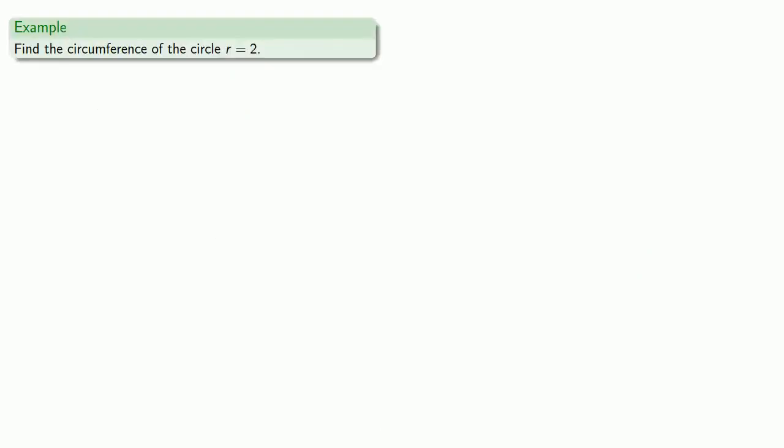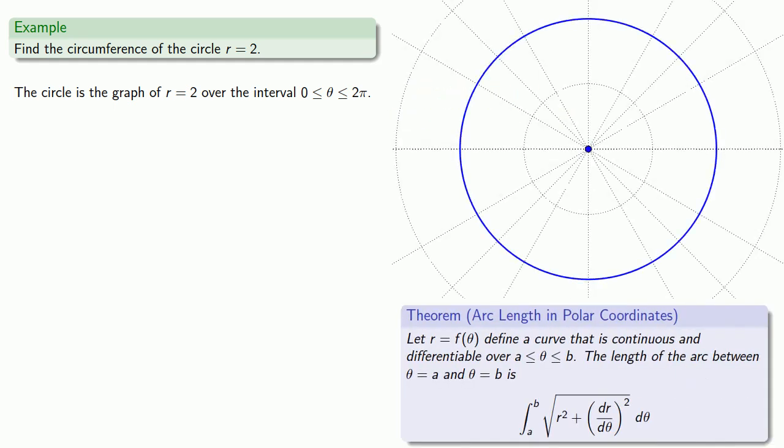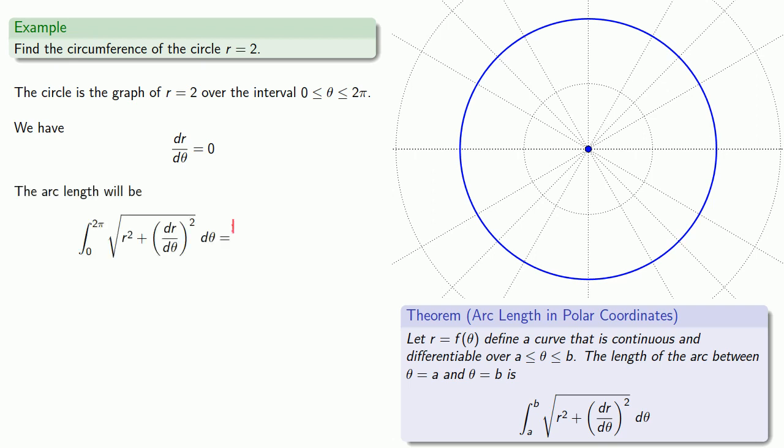So anytime we have a shiny new toy in mathematics, one of the things we'd like to do is to make sure that it works where we already know the answer. So let's use our formula to find the circumference of the circle r equals 2. So the circle is the graph of r equals 2 over the interval between 0 and 2 pi. Our formula relies on the derivative of r with respect to theta, so we'll find that, which is 0 because r is a constant, and so we'll substitute that into our arc length formula.